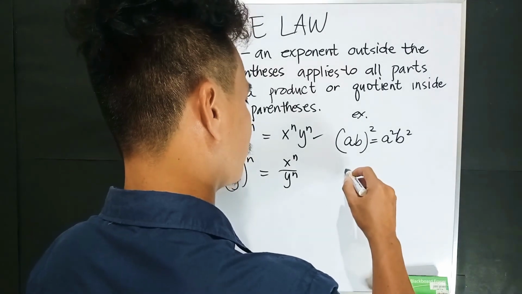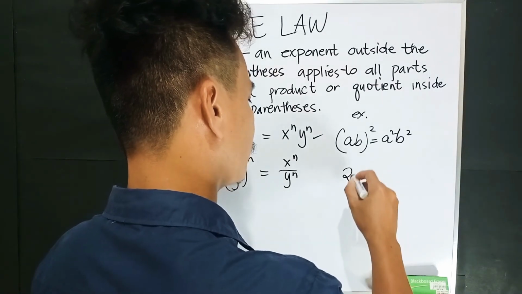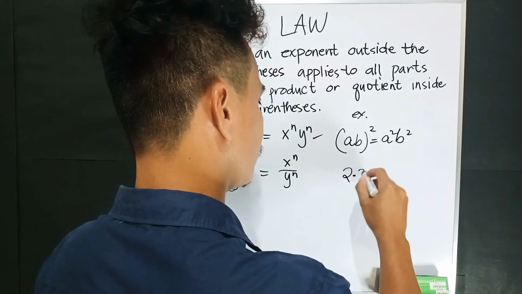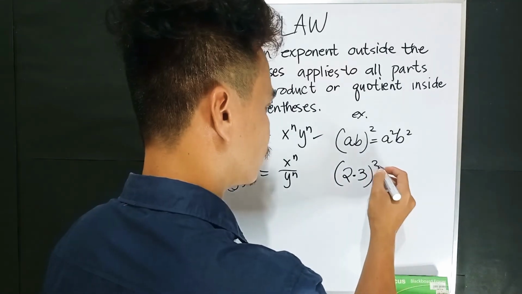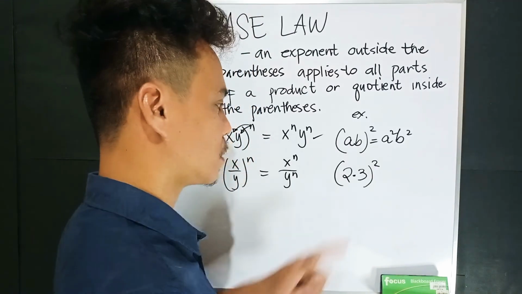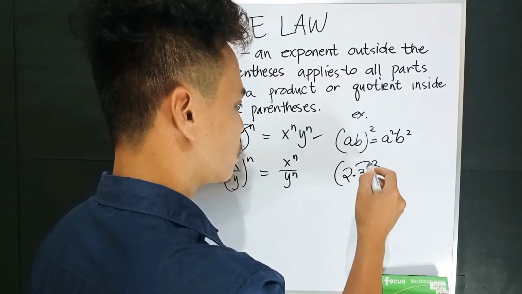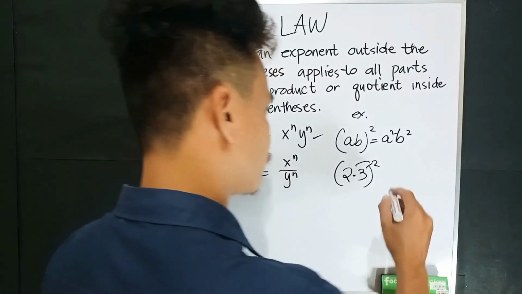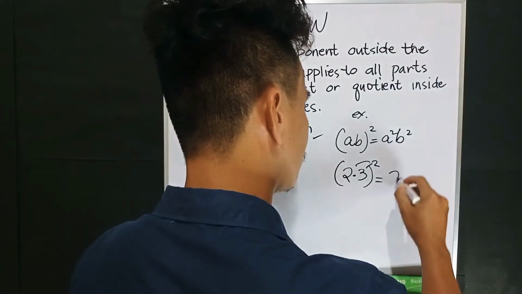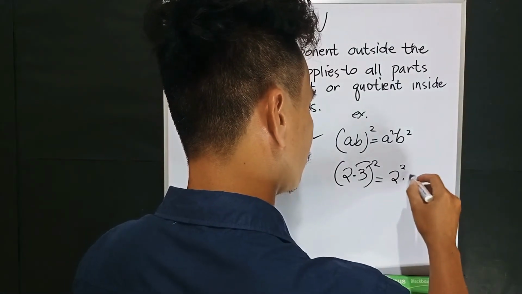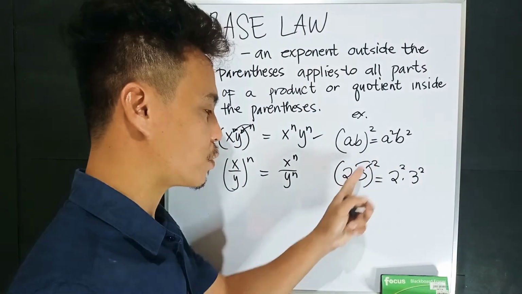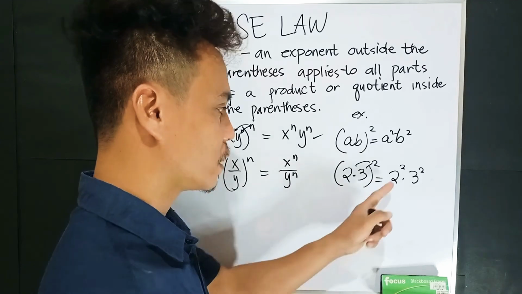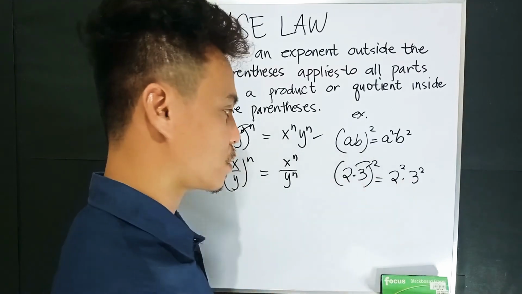So if this is 2 multiplied to 3, raised to 2. So mangyayari dito guys is i-distribute natin yung exponent isa-isa dun papaloob. So therefore mangyayari dyan, this is 2 raised to 2 and 3 raised to 2. Okay? So, na-distribute na natin yung exponent papaloob. Then, simplify lang natin yung expression natin.